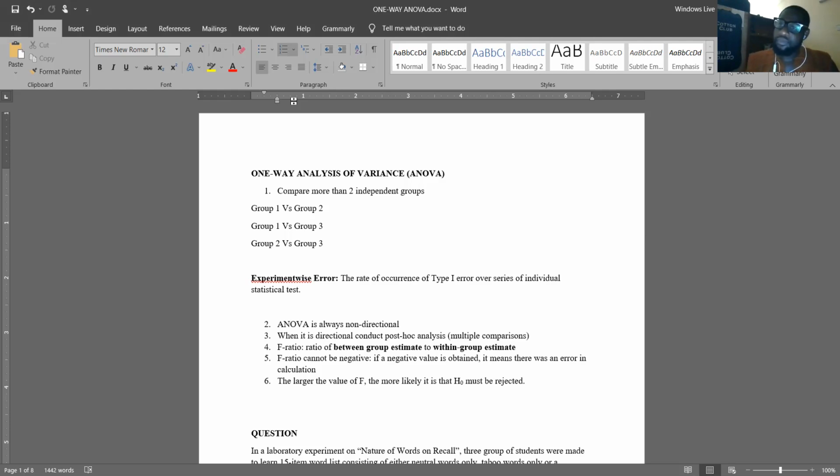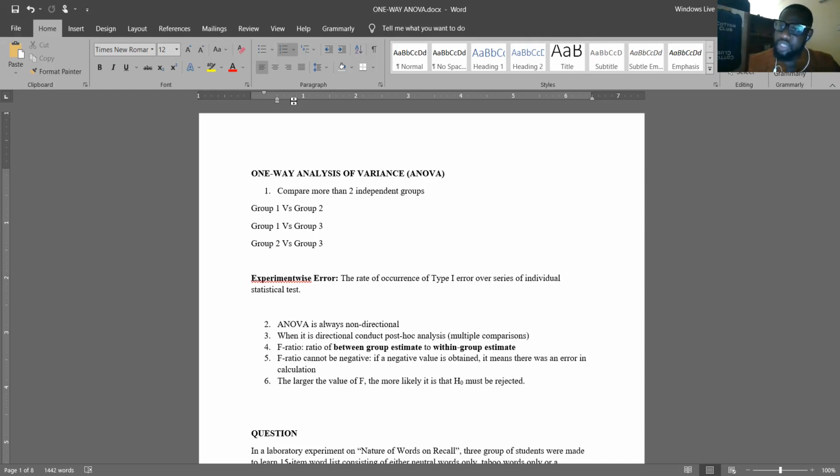Also, with ANOVA, when we are computing, we compute to get a value known as the F ratio. So like all the t-tests that we did, we normally compute to get a t-test value. But with ANOVA, the value that we are computing for is F, the F value. And the F value is the ratio of between group estimates to within group estimates. So we will delve more into what between group estimate and within group estimate is all about.